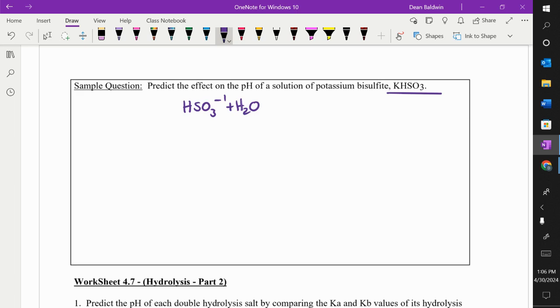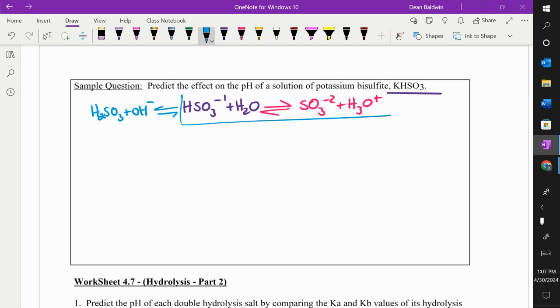If it acts as an acid, it donates a proton, and you get that. Or it can act as a base, and it'll accept a proton. And you get that. Okay. And the reality is both will happen at the same time. We just need to figure out which one is the dominant reaction. Okay. So let's look at the acid reaction.